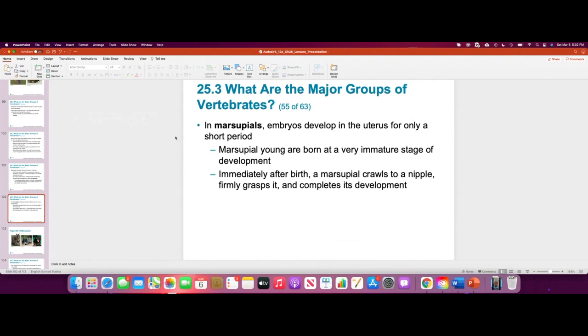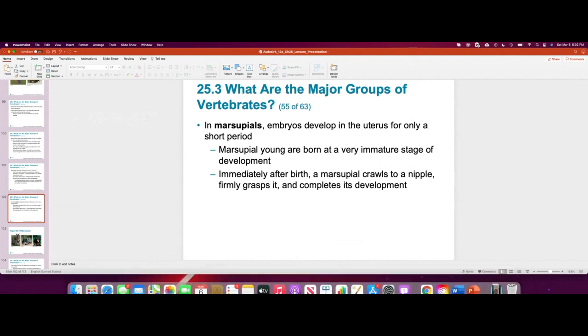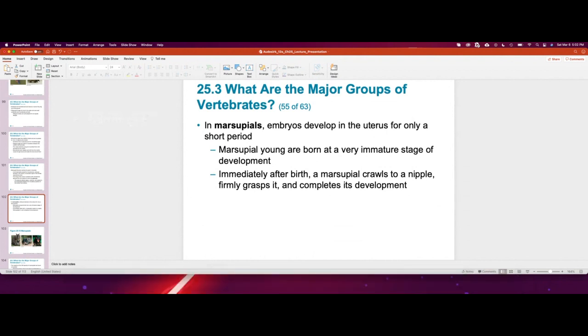What's unique about them too is that they develop in the uterus for only a short period of time, and then it isn't until after birth that they crawl to a nipple and grasp onto it, and complete development outside of the womb.